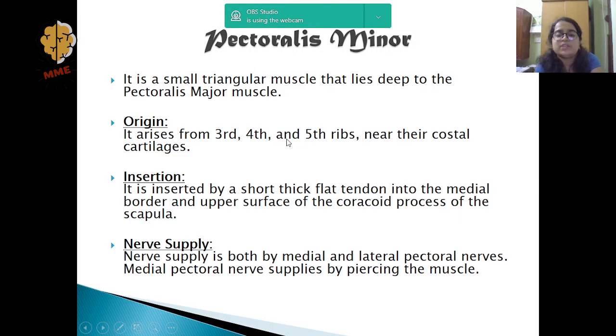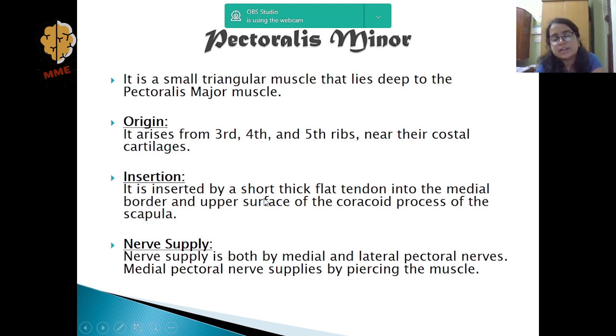Now we come to the pectoralis minor muscle. It's a small triangular muscle which we come to only if we retract the pectoralis major muscle. So it lies deep to the pectoralis major muscle, and deep to the clavipectoral fascia. Its origin is from the third, fourth, and fifth ribs near their costal cartilages. So near the costochondral junction, the junction between the ribs and their cartilages of the third, fourth, and fifth ribs, the pectoralis minor takes origin.